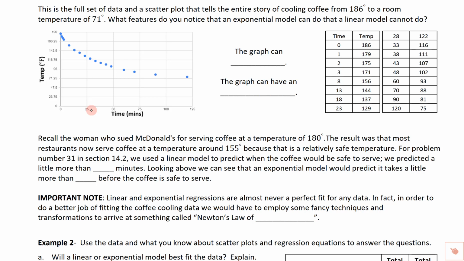Okay, so the first thing we notice about this, and why an exponential model might be better than a linear model, is it can do some things that a linear model cannot do. So the first thing is that the exponential model graph can curve. Okay, so let's write that down, that it can curve. That's the first benefit to using an exponential model. And then the next thing is an exponential model can have an asymptote.